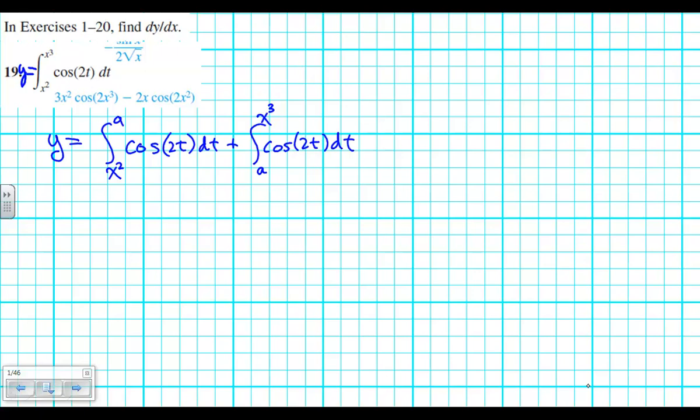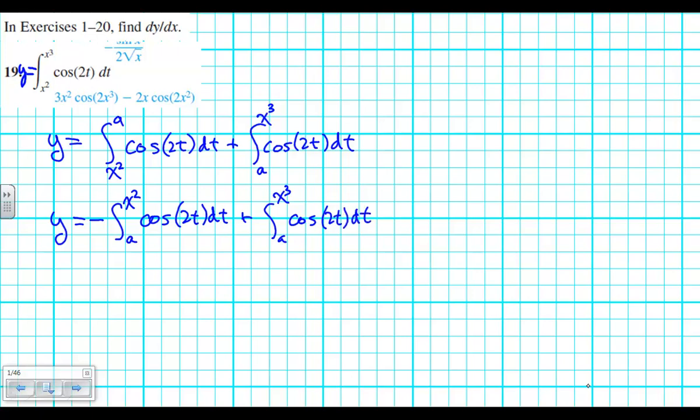And then, of course, we look at this first integral and we don't like the way that looks because the limit of integration that's variable is on the bottom. So let's rewrite that as the opposite of the integral from a to x squared of cosine of 2t dt plus the integral from a to x cubed of cosine of 2t dt.